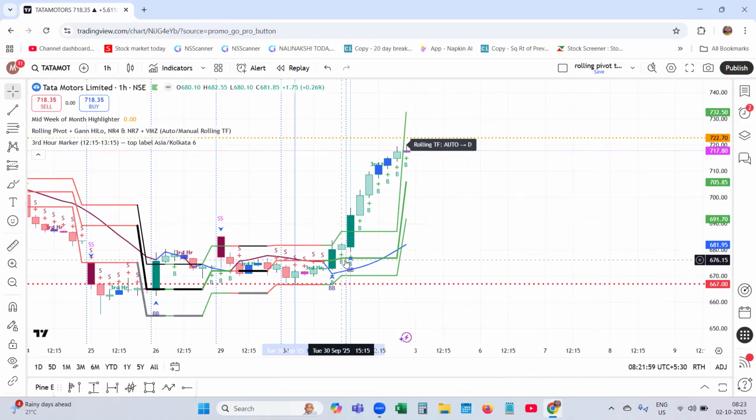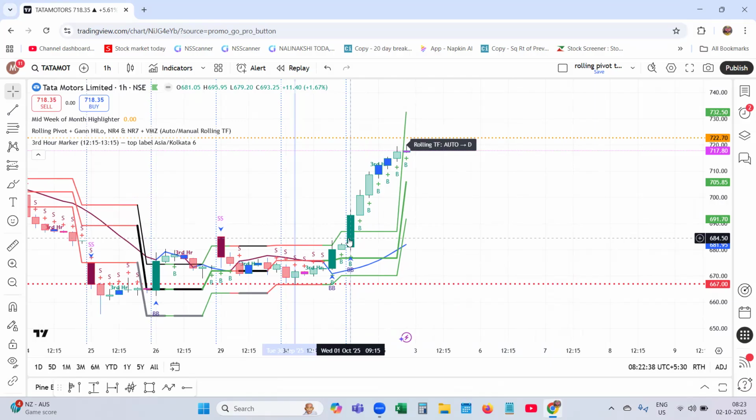For example, you have entered here on the pivot line at 677, and Ganhilo, or the low of this candle, was 672. You could have kept the stop loss and carried your position. You have seen it was history yesterday in Tata Motors. That's how this Ganhilo has been coded, dynamic. It changes according to the time frame, auto fitting the pivots.